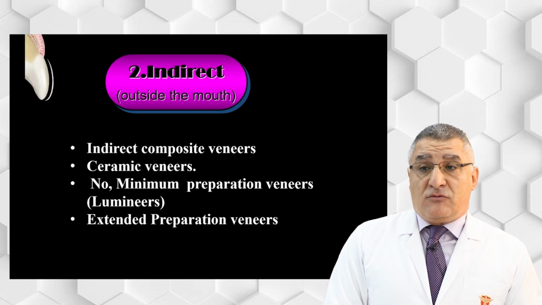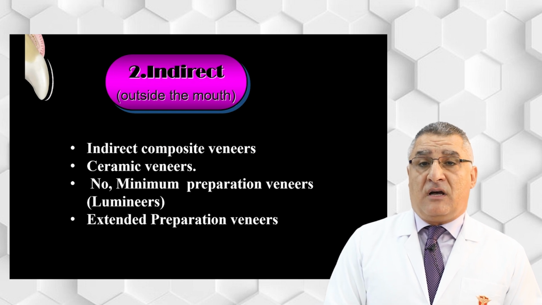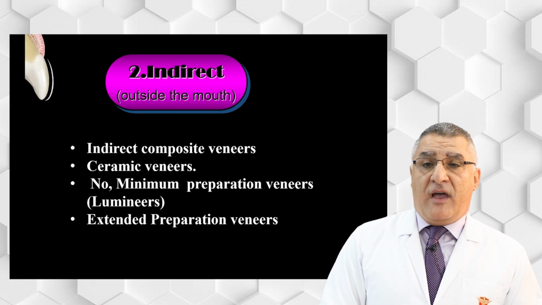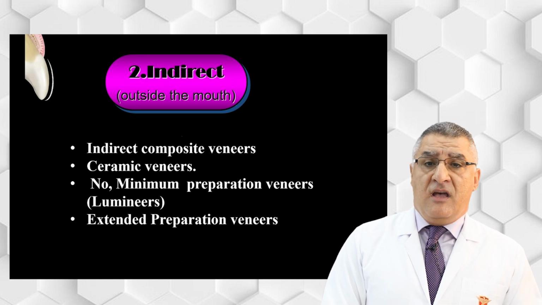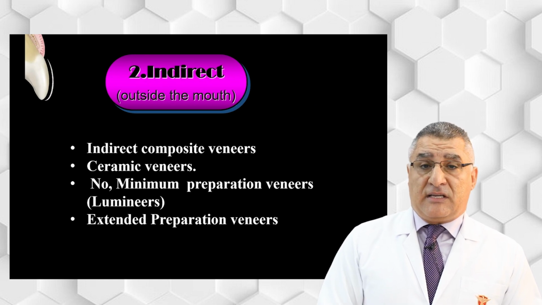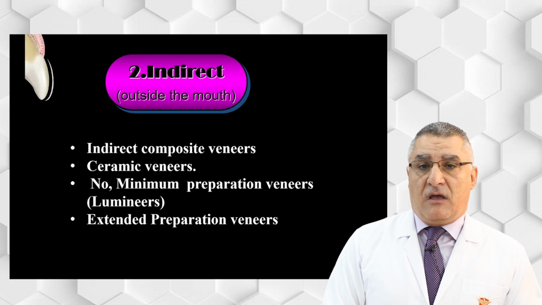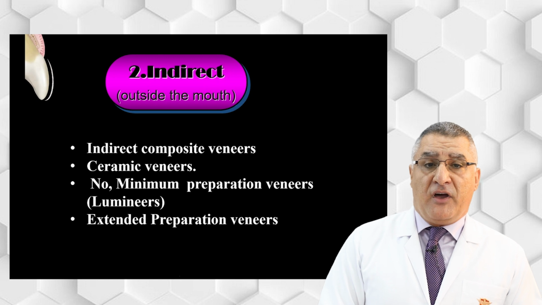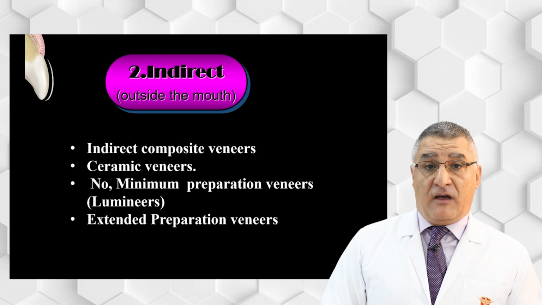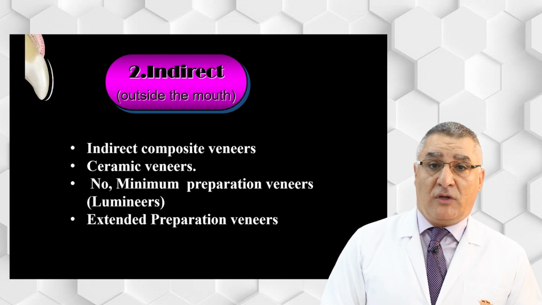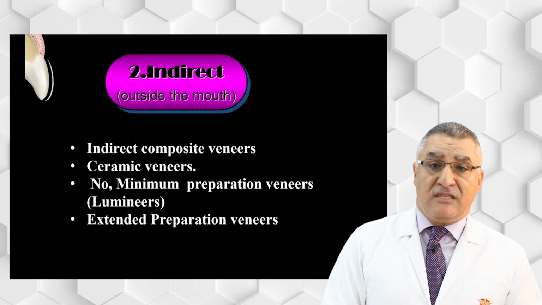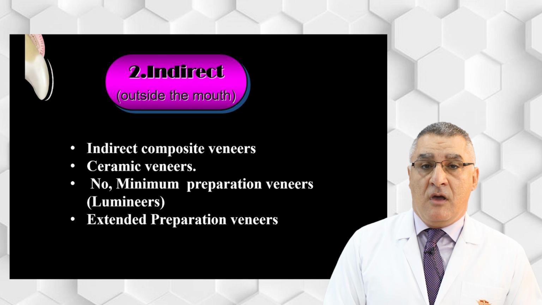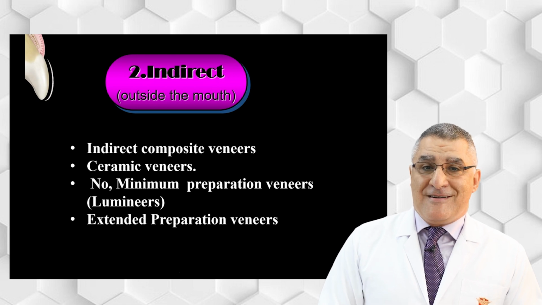For the indirect, as we said, this will be an introduction for our second session. We have indirect composite veneers. This is out of scope of this course. Ceramic veneers will be discussed in detail in this course. No preparation or minimal preparation, and sometimes we call it lumineers. We will give a slight hint about this type and what is the difference between the minimal preparation or extended preparation and the conventional preparation veneers.